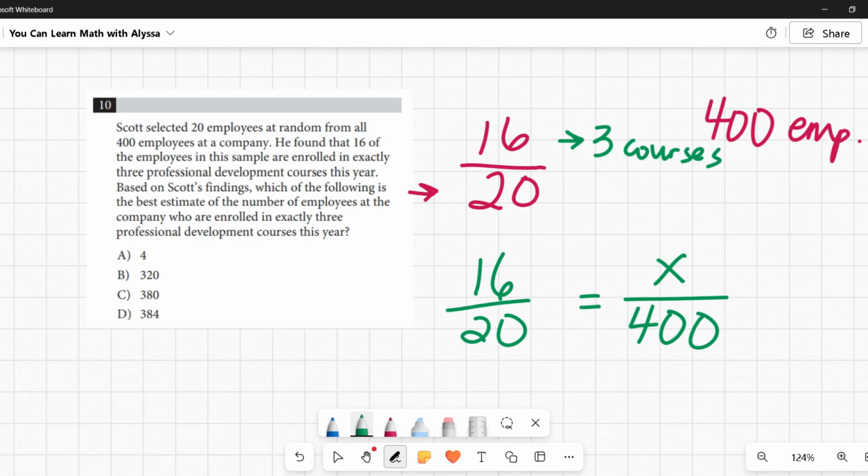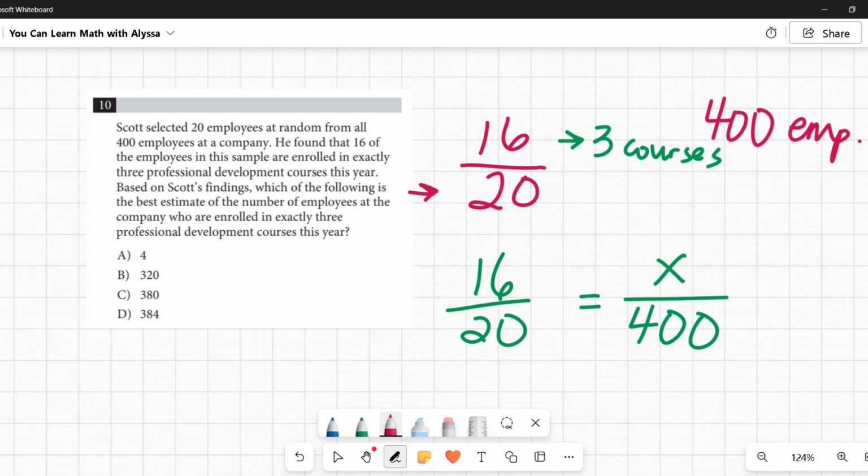Now, I can solve it just as is. If you're doing this on your calculator, it's equally easy either way. Cross multiplying is a great way to do it. So I'd cross multiply those and get 20x equals 16 times 400. If you're wanting to do this manually, you can simplify this fraction on the left, like if you're not wanting to use your calculator, and it might make it a little easier.